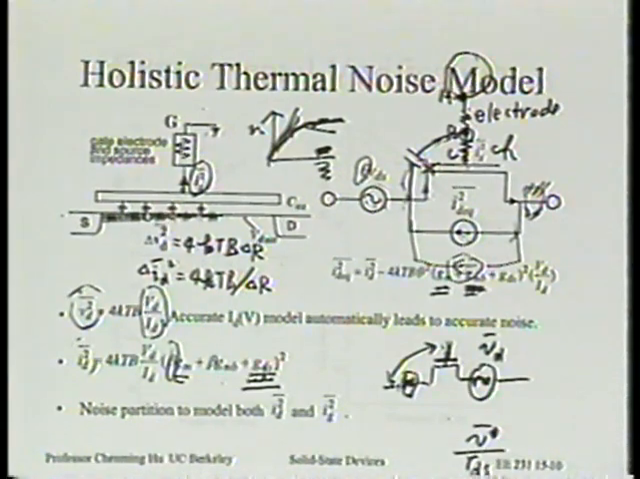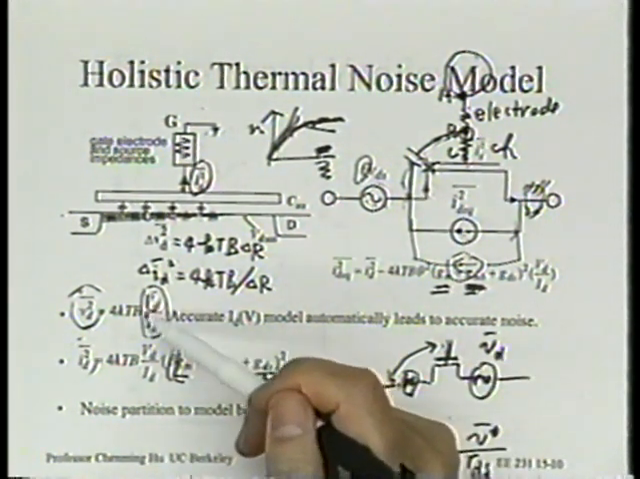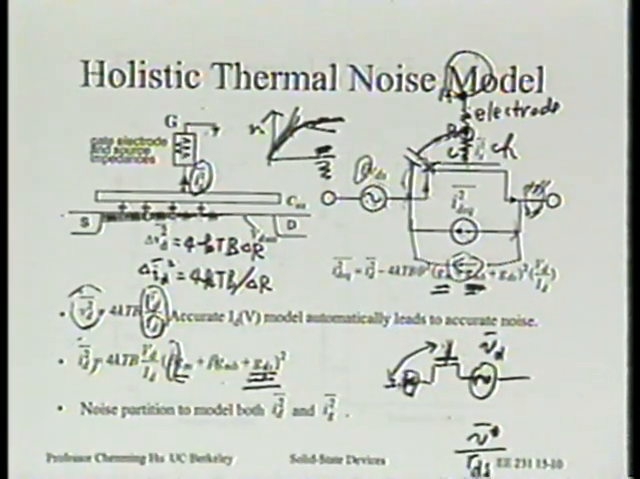We call this holistic because this one model actually combines the channel noise and the gate noise together, and also it automatically includes all the details that are included in the DC model, because everything is based on just DC current, DC voltage. You see that? So anything we have done in the DC case, whether it's short channel effect or velocity saturation, hot electron effect, automatically has been added to this. So for this reason, we call this a holistic thermal noise model.